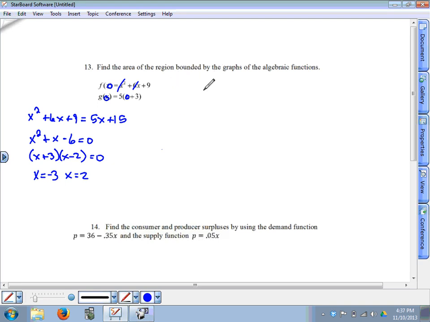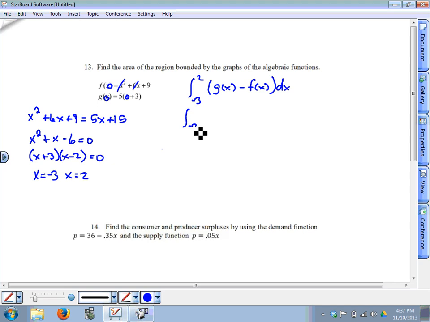That's important because to find the area of the region between two functions, you take the integral between the two bounds of integration. That's going to be negative 3 and 2, and then you have to take the difference of the two functions, but it needs to be done in the right order. Since the g function is higher, it's g of x minus f of x dx.